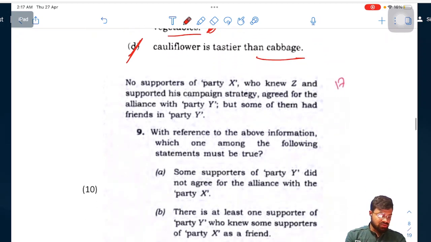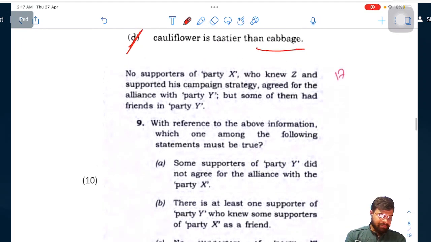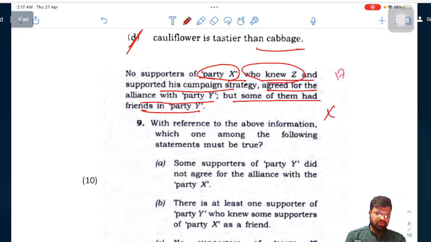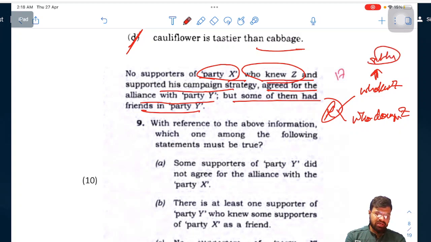This is the 10th question of 2017. No supporter of Party X who knew Z supported his campaign strategy, agreed for the alliance with Party Y, but some of them had friends in Party Y. There are supporters of Party X who knew that, and who didn't know that. These are the two types of supporters of Party X.